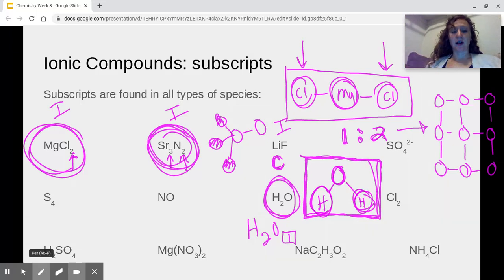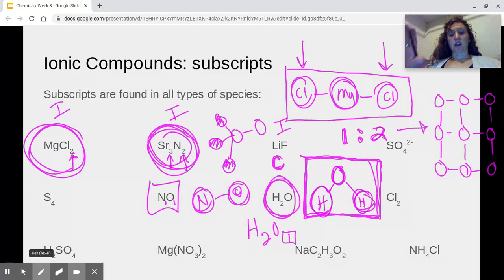And this is true for everything. Look at NO. There are no subscripts in this one, right? Well, each of the missing subscripts can be understood to be a 1. So in that molecule, we'd have a nitrogen attached to an oxygen: 1 nitrogen, 1 oxygen in this molecule.